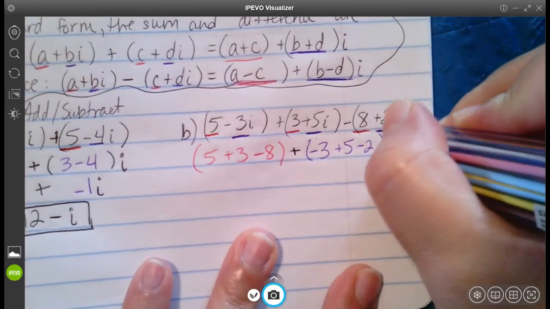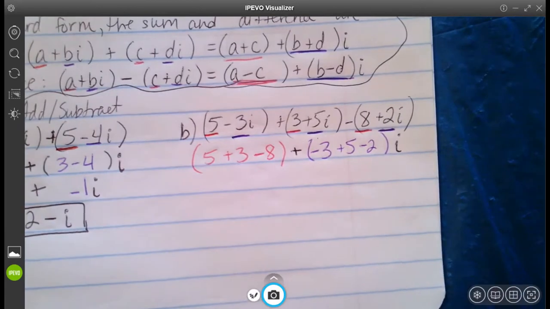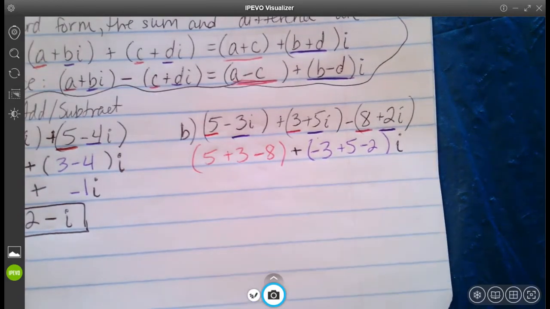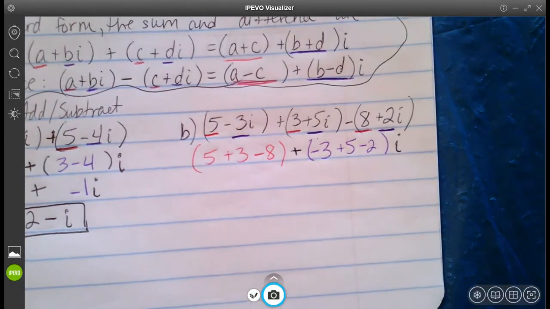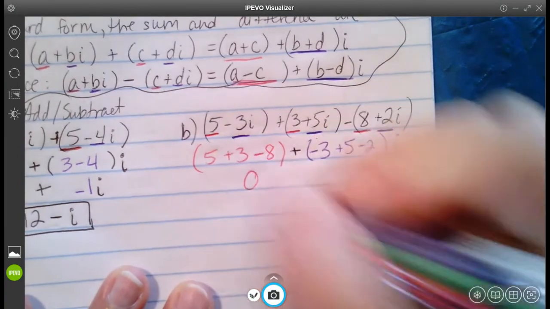Another way to do this, in case you're getting lost with the parentheses and what's a minus and what's a plus, is just pretend it's an x, distribute and combine like terms. We can do that real quick again after just to prove the point. So from here, we just combine everything. 5 plus 3 is 8. 8 minus 8 is going to be 0 in this case. So this comes out to 0.